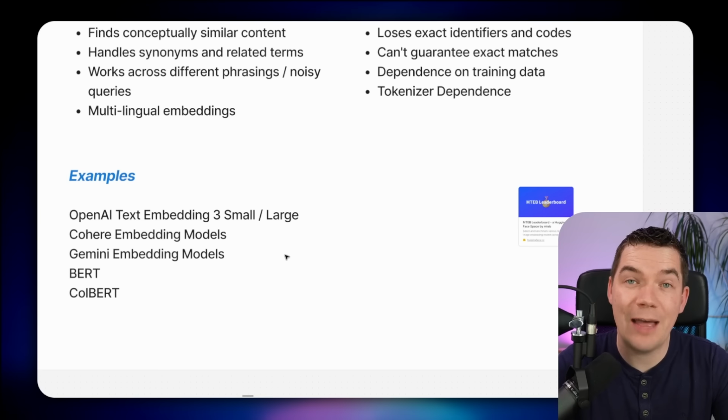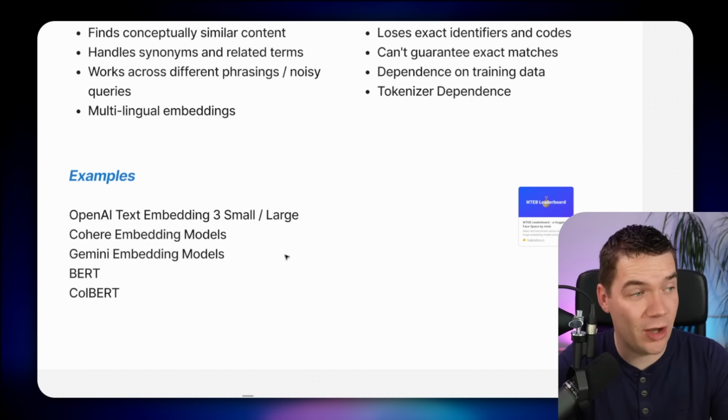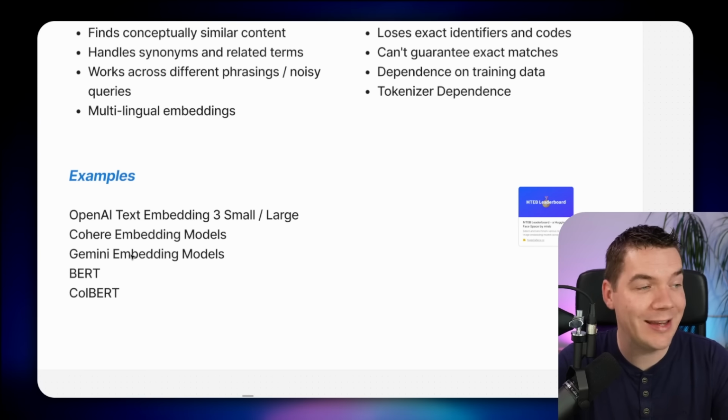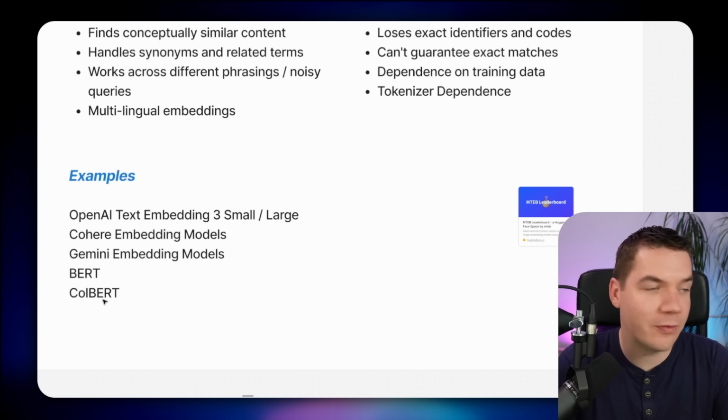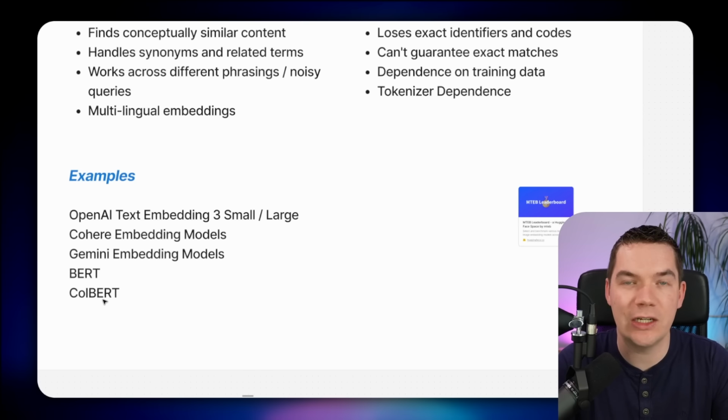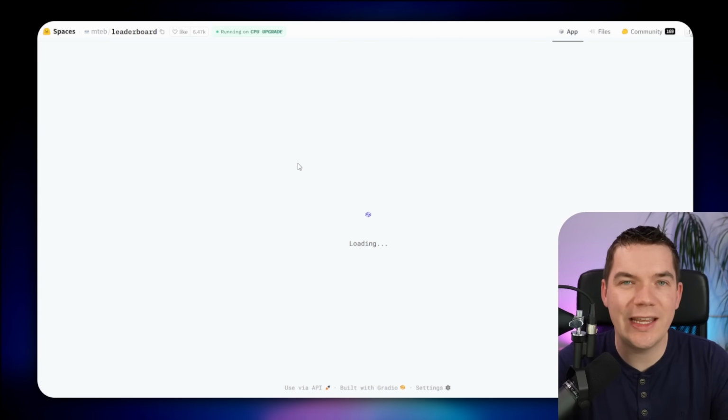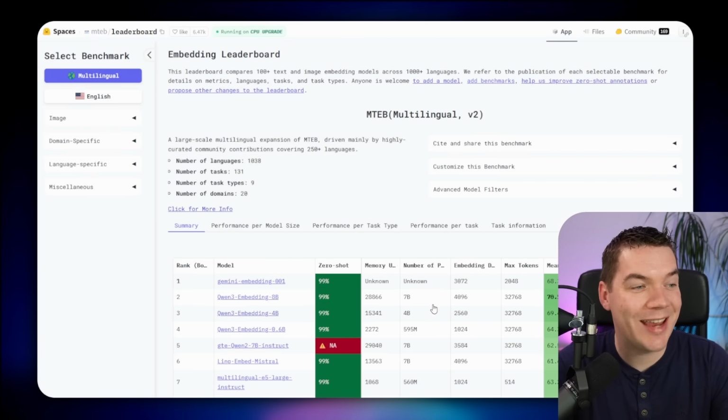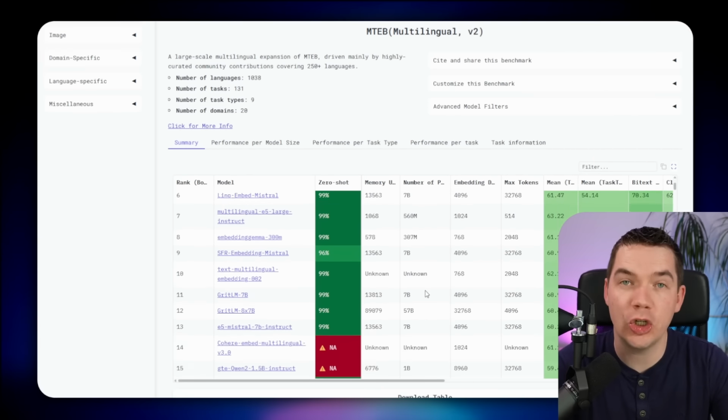So there's lots of different examples of dense embedding models. I talked to OpenAI's versions, but Cohere also have ones, Gemini, Jina, BERT is an industry standard one, ColBERT is a different version of an embedding model that uses late interaction. But if you want to read more on this, there's the MTEB leaderboard, which I'll link in the description below. And this contains all of the industry standard embedding models that you can pick and choose from.